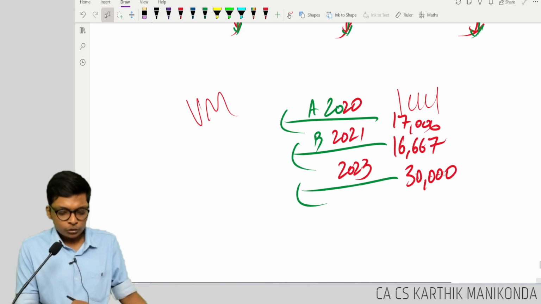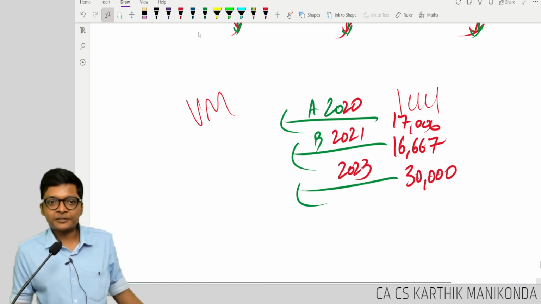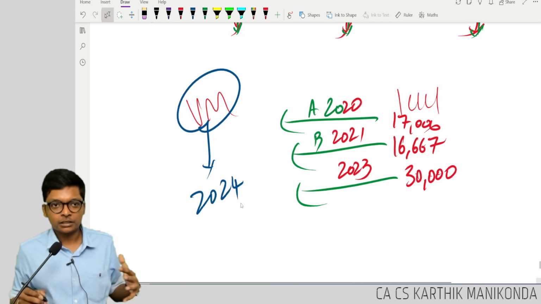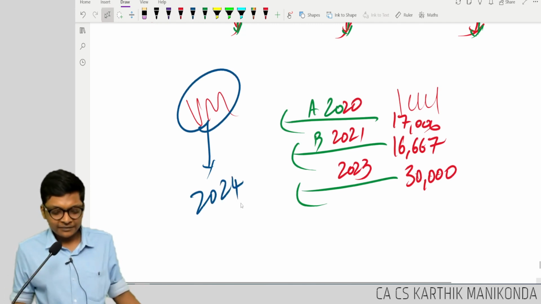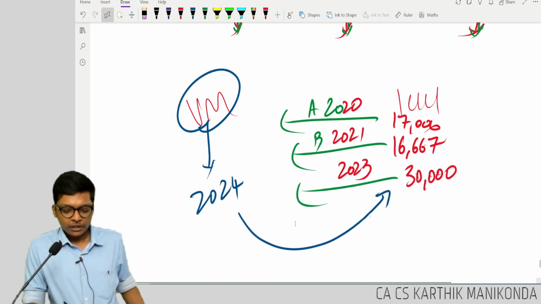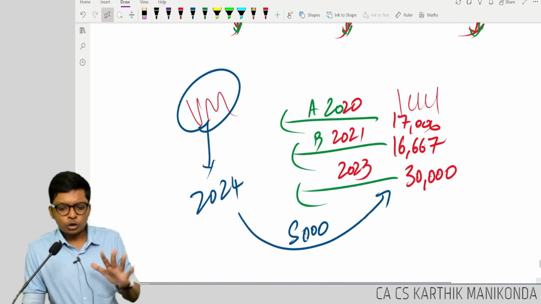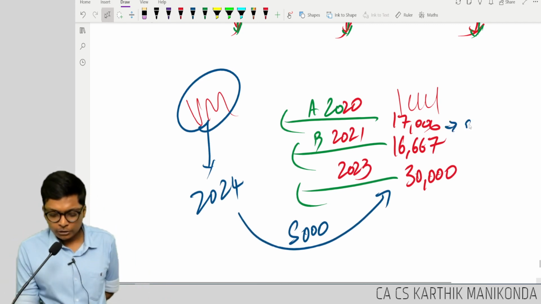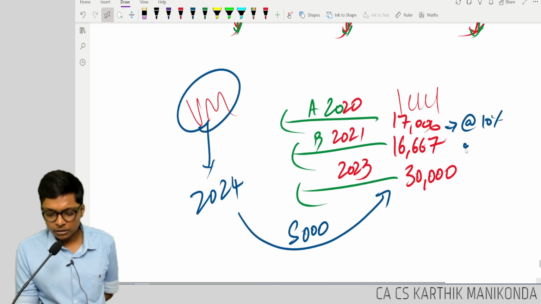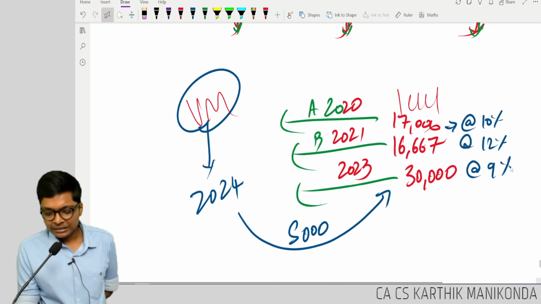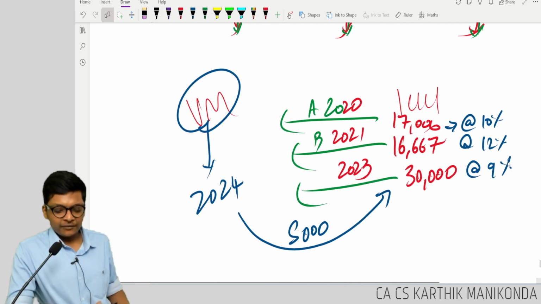So far, what is paid? Nothing is paid. Now in 2024, suddenly Vijay Mallya realized, I want to pay before I leave this planet. So he suddenly paid 5,000 rupees to ICICI Bank. Now, assume this loan is at 10%, this is at 12%, this is at 9%. ICICI Bank will adjust with which loan? Which one?